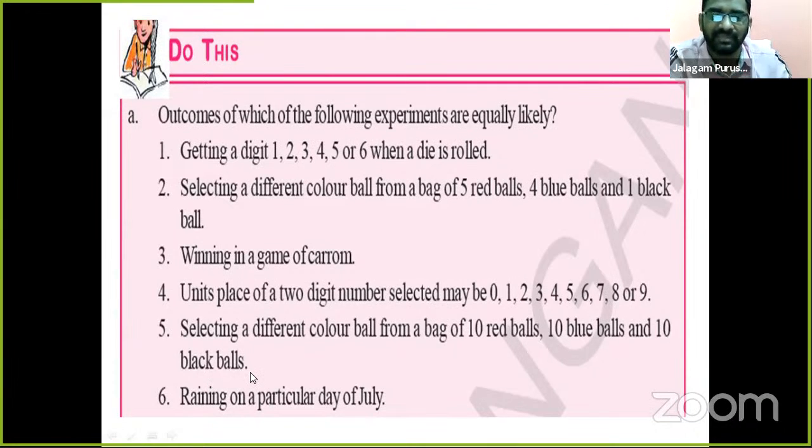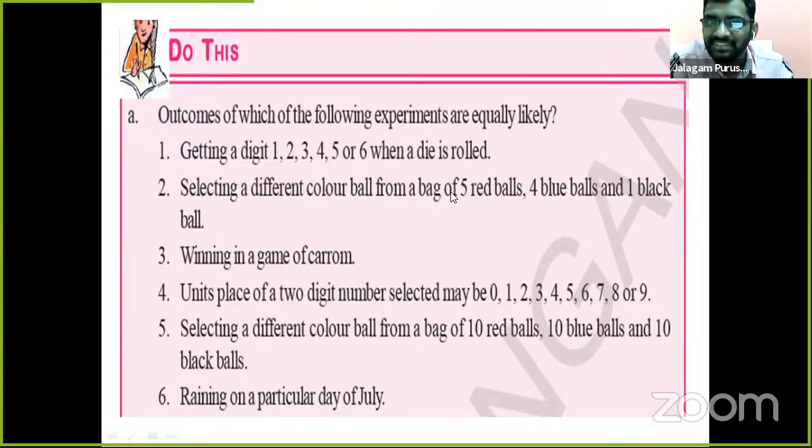Next, number 5: selecting a ball from a bag with 10 red balls, 10 blue balls, and 10 black balls. In a bag, 10 red balls are there, 10 blue balls are there, 10 black balls. We randomly pick up a ball. So is it equally likely or not? See examples 2 and 5 here.